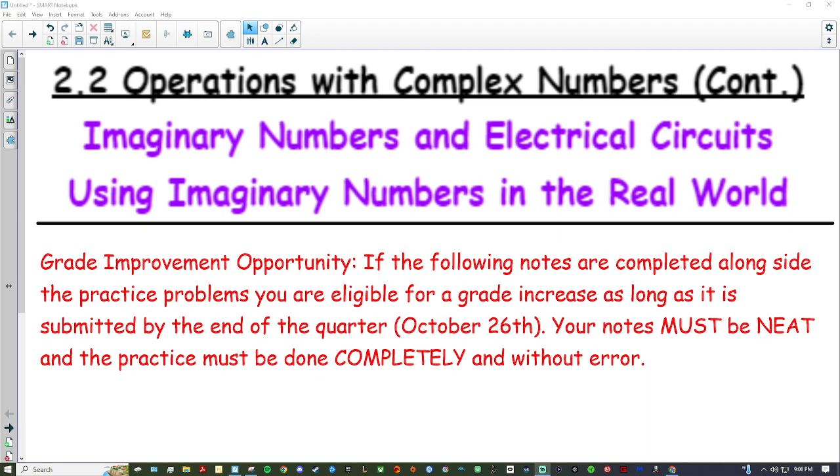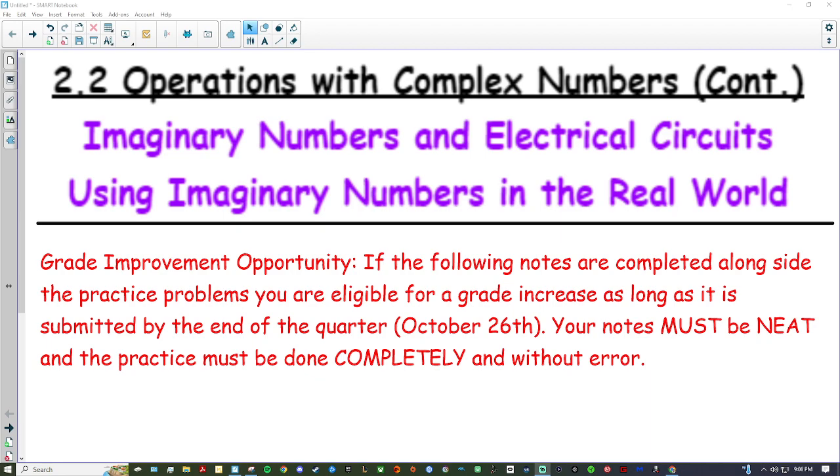So how this works: if the following notes are completed alongside the practice problems, you are eligible for a grade increase as long as it is submitted by the end of the quarter, October 26th, by the end of the day. Your notes must be neat, and the practice must be done completely and without error. If there are errors, you will be given back the sheet and asked to correct them.